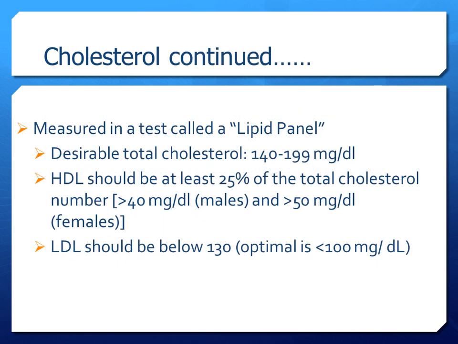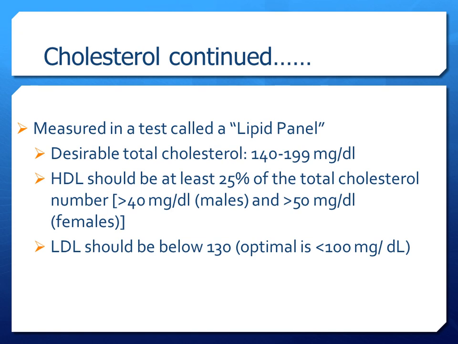Cholesterol levels are measured in a test called a lipid panel. It is generally considered optimal for the total cholesterol level to be between 140 and 199 milligrams per deciliter. HDL cholesterol is considered protective and should be at least 25% of the total cholesterol number, which is over 40 milligrams per deciliter in males and over 50 milligrams per deciliter in females, while LDL cholesterol, which is considered potentially damaging, should be below 130.